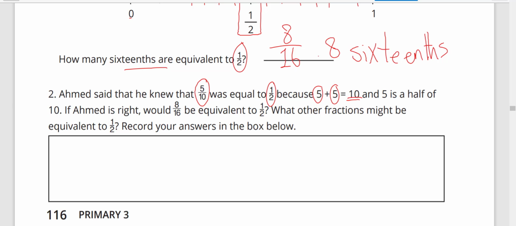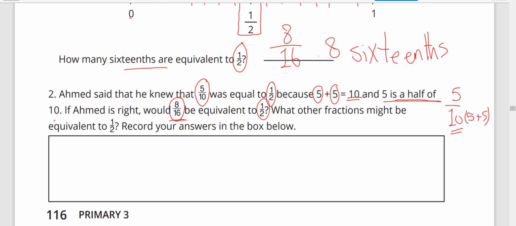This one, Ahmed says that he knew that 5 over 10 was equal to half, because 5 plus 5 equals 10, and 5 is half of 10. If Ahmed is right, would 8 over 16 be equivalent to half? What other fractions might be equivalent to half? Explain your answer in the box below. Before that, we know that in half, the denominator is double the numerator. 5 over 10. 10 is double 5. So Ahmed is right.